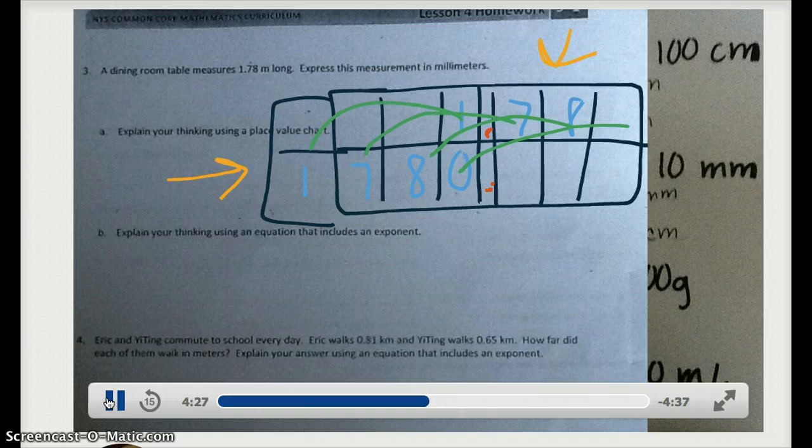This is explain your thinking that includes an exponent. So what did I do to that 1.78 to get it to 1,780? I took 1.78 and I multiplied that by 1,000 because it moved 3 place values. How can I show 1,000 in exponent form? 1.78 times 10 to the 3rd power, because there are three zeros in that 1,000, and that is how I would explain it in exponent form.